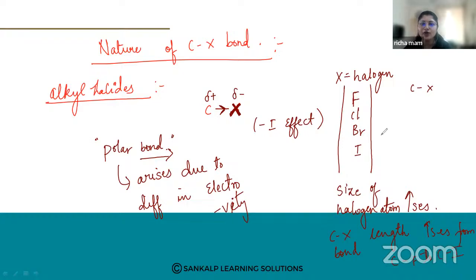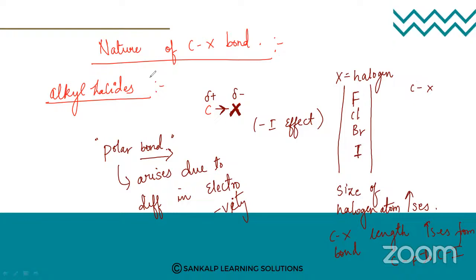So as you go from fluorine to iodine, what will happen to the bond length? The bond length also increases. Why does it increase? Because as you go down the group, the size will increase. So this is the nature of your C-X bond.